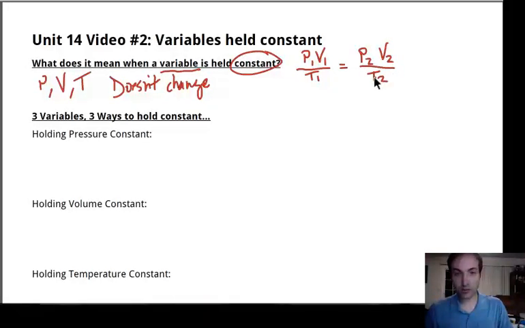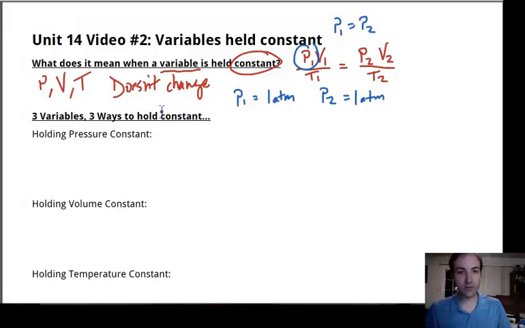And so if we were to pick one of these, say for instance pressure, and say that pressure remains constant, then that means whatever the pressure is initially, P1, will equal the final pressure. So it doesn't change at all. So numerically, if we said that P1 was equal to 1 atmosphere, and we said that pressure was being held constant, then we know that P2 will also be equal to 1 atmosphere.